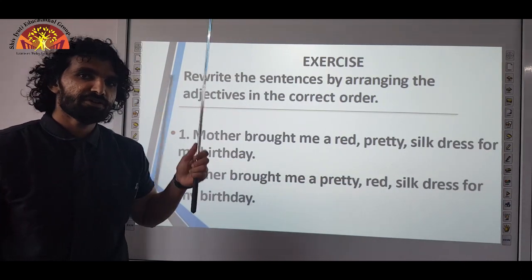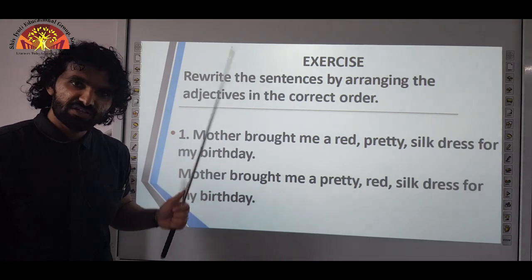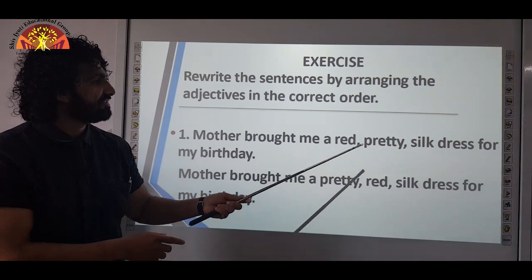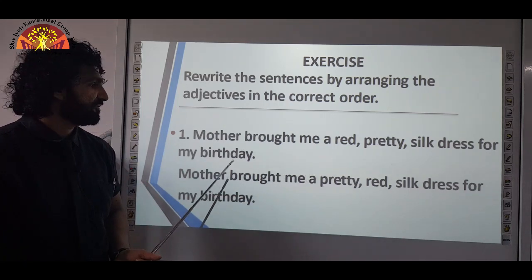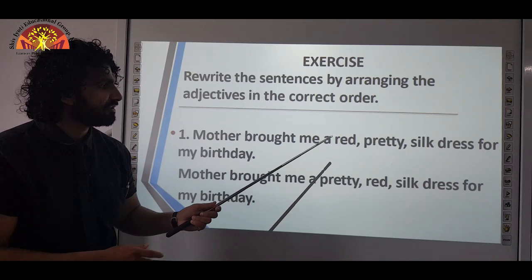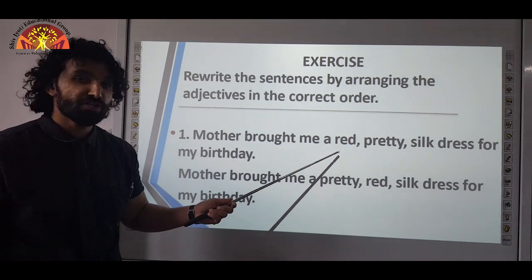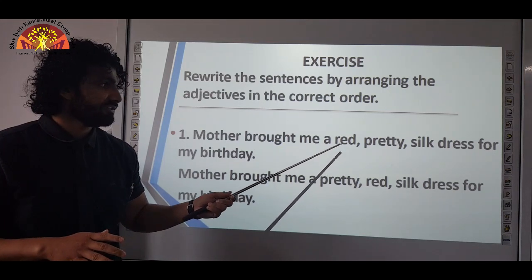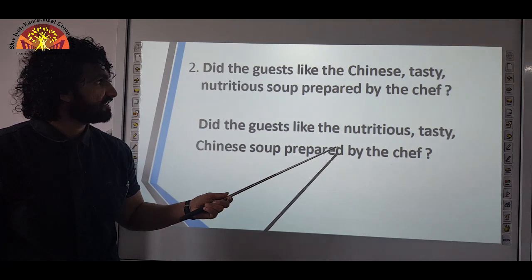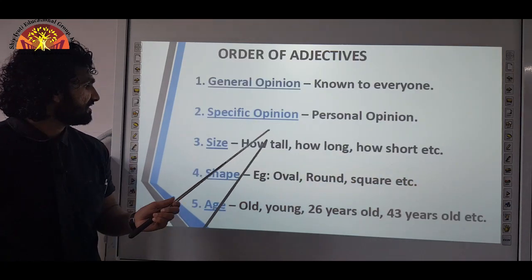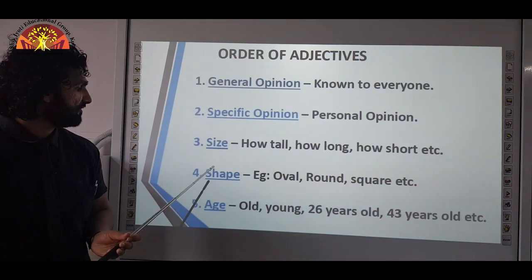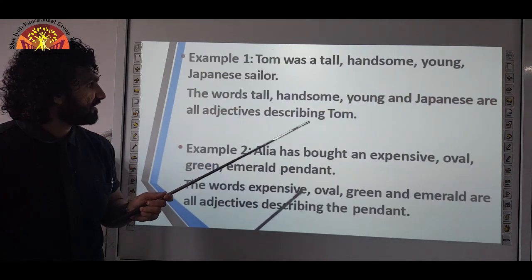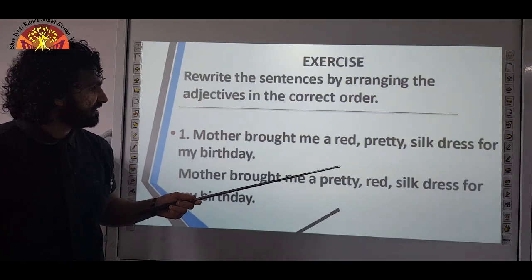Now children, we are going to go through these examples so that you can understand well. Mother brought me a red pretty silk dress for my birthday. Now here color is coming first. This is not according to the order that we have learned. This is wrong. Color is mentioned first, whereas color shouldn't be first. As we learned before, where is the color in the sequence? It's not on 3, it's not on 4, not on 5, it's on 6. So color was mentioned in the beginning, which shouldn't be there.